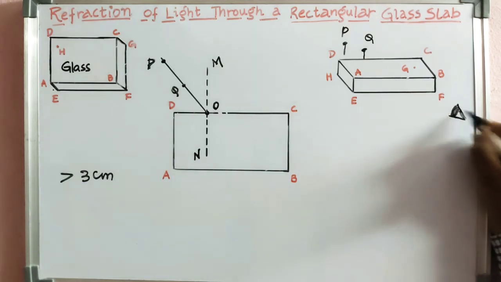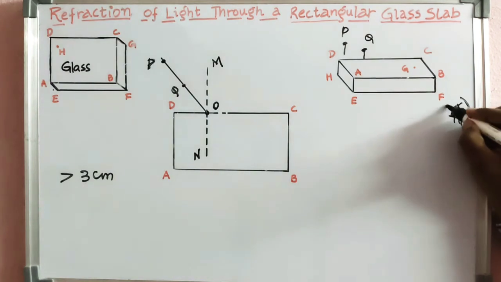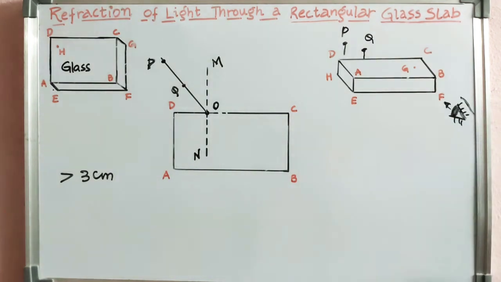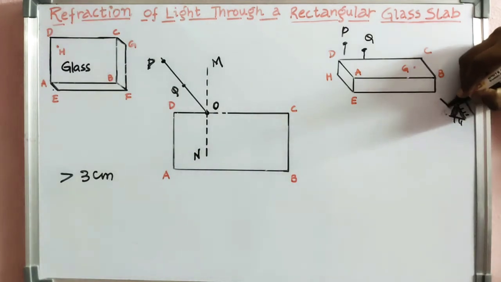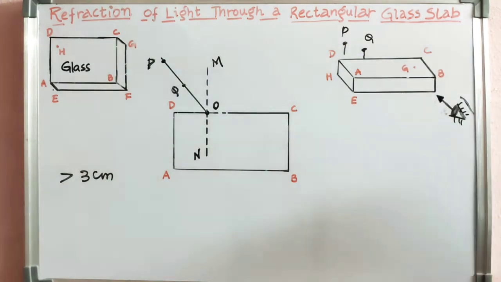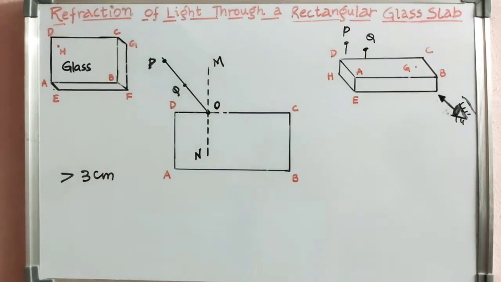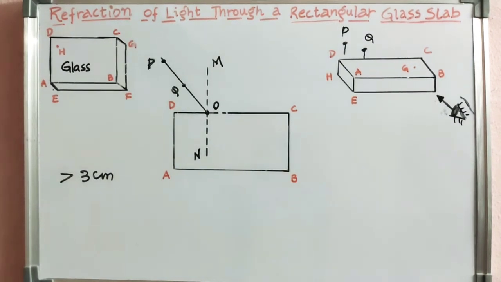And how you are supposed to see? Like this, you have to see it. This is your line of sight. Let me draw it clearly. I think the gravity is working on the pin. So this is your line of sight. Clear? You have to see in such a way that pin P and pin Q appear to be in a straight line. You have to adjust.